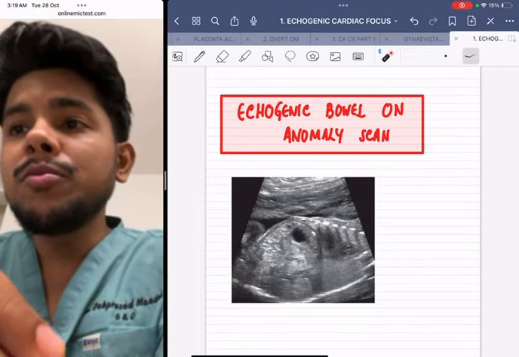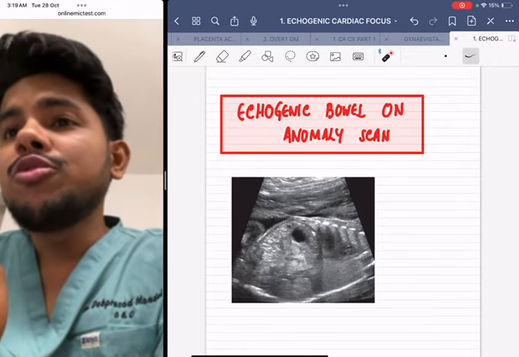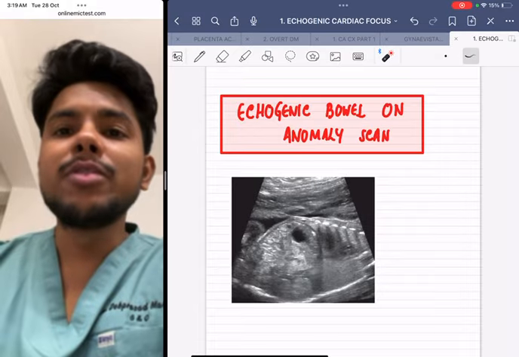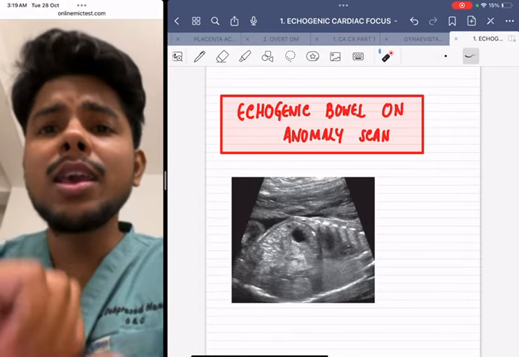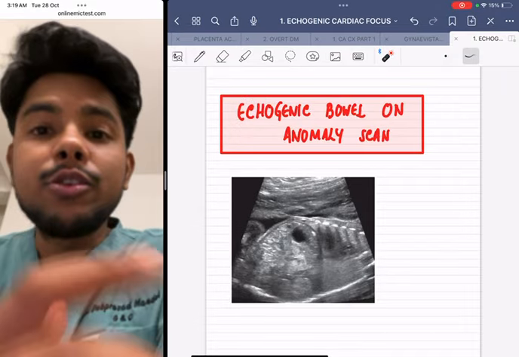So in short, you should be very thorough with your antenatal checkup. You should not be too anxious if your anomaly scan report shows this particular thing, and you should consult your obstetrician. And thank you so much.